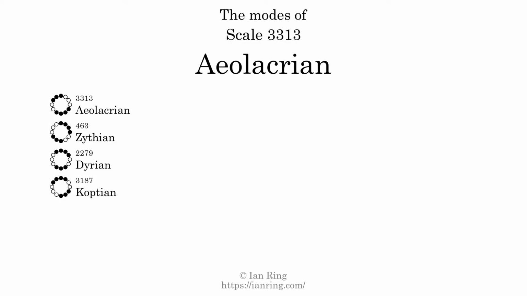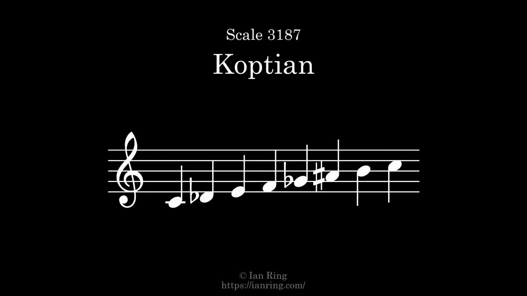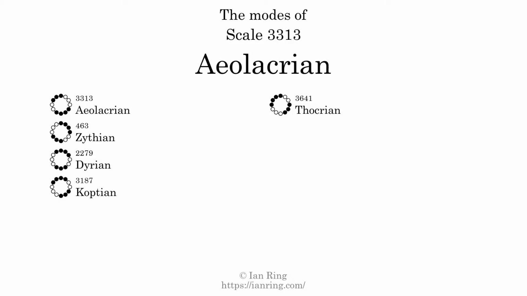The fourth mode is scale 3187, also known as Quotient. It sounds like this. The fifth mode is scale 3641, also known as Aeolacrian. It sounds like this.